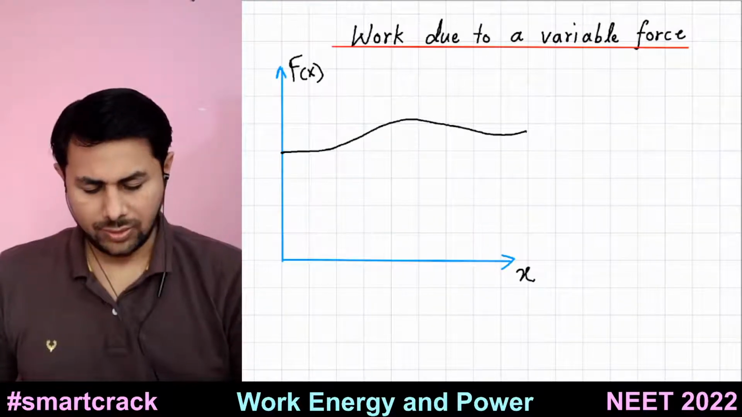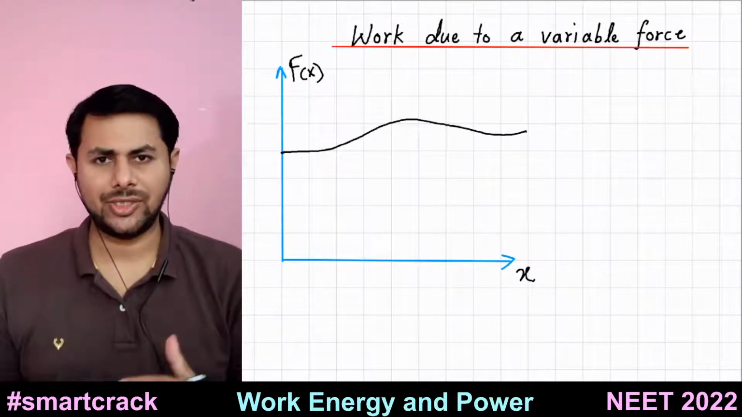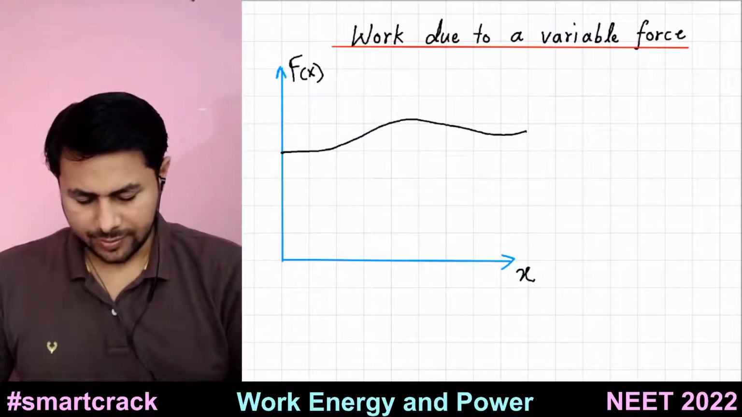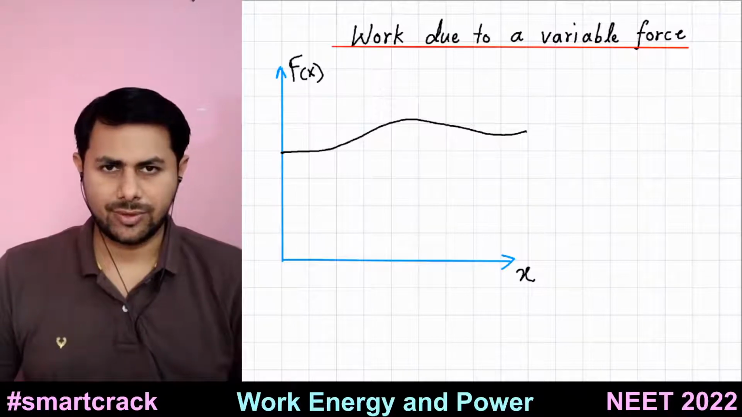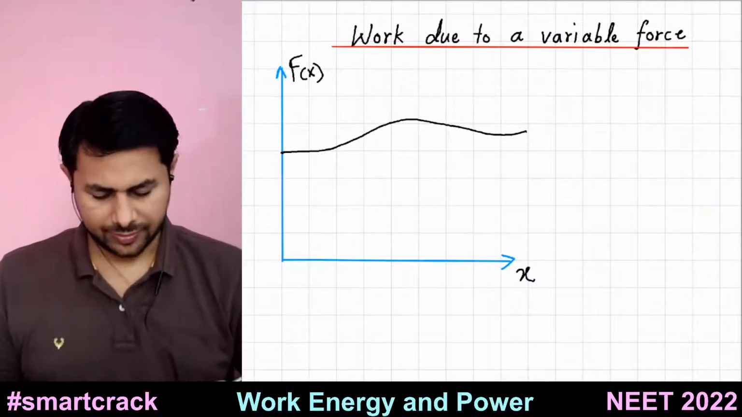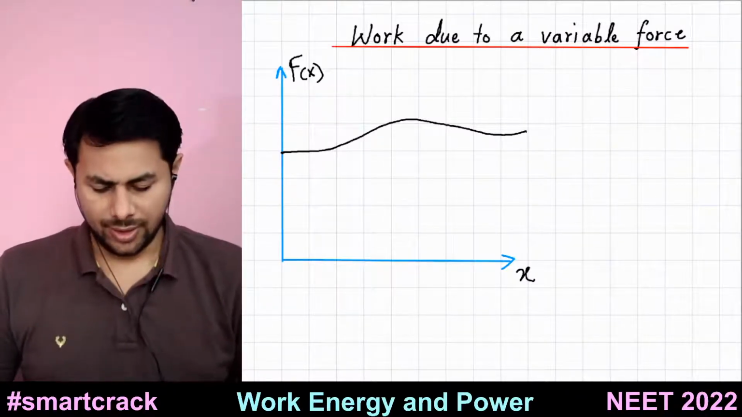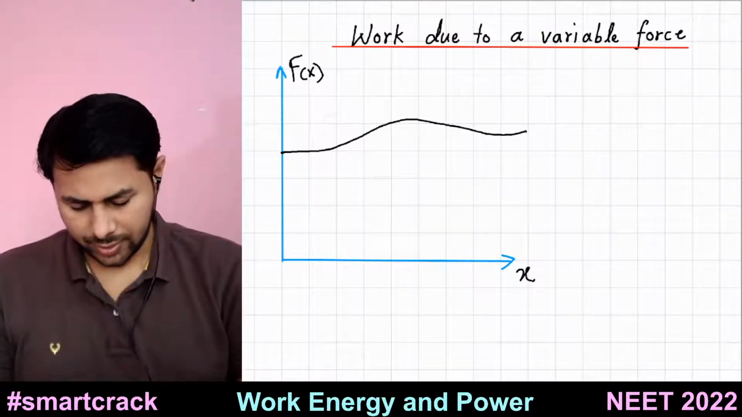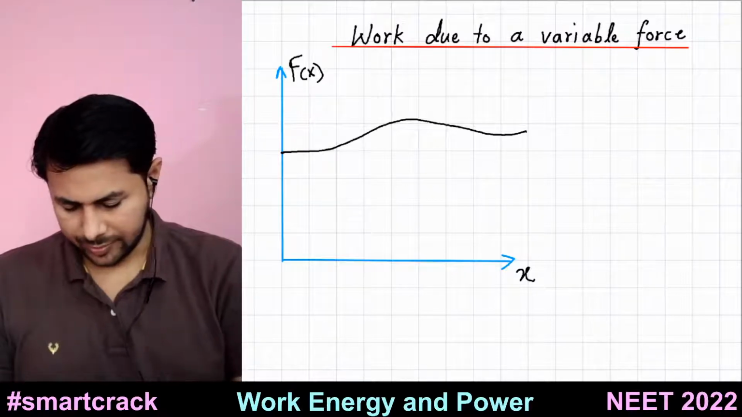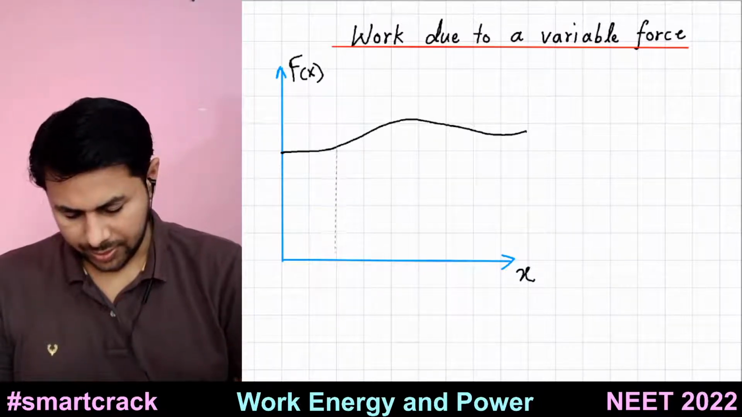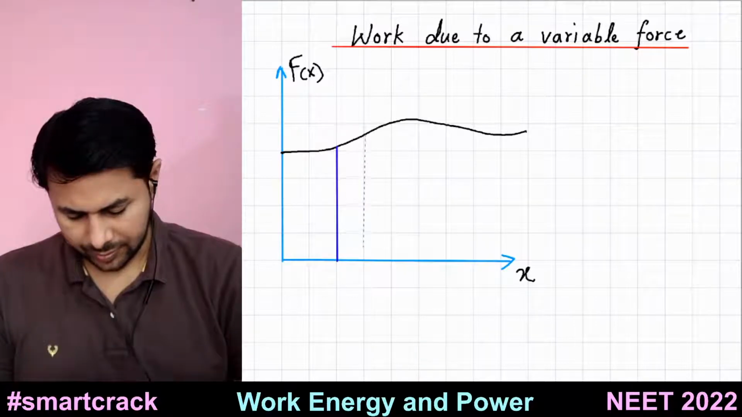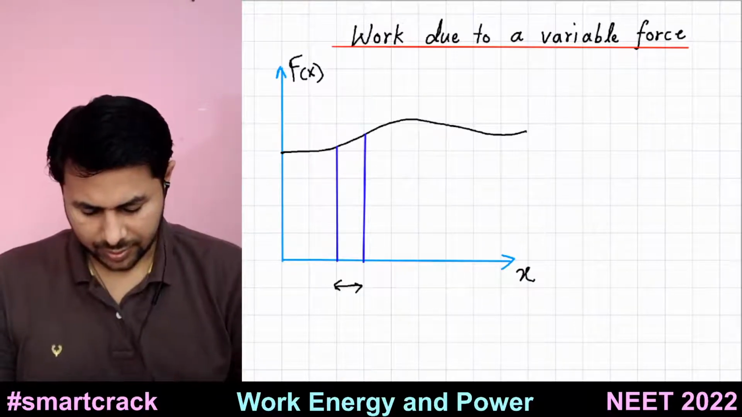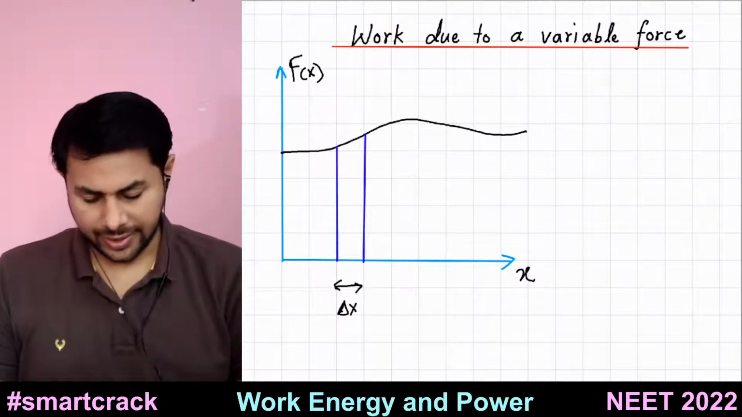So now we are going to the one dimensional case again. Here the force is a function of the position, so it is not constant everywhere. It is changing. So in this case, what will happen? If you think about the work, let's suppose I consider about this much displacement, let's call it delta x.